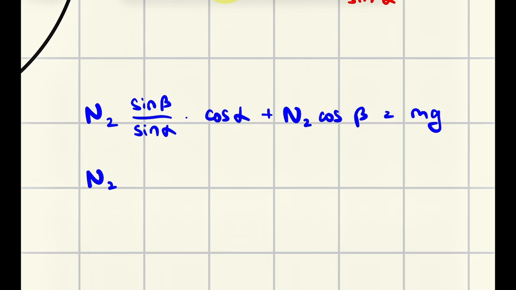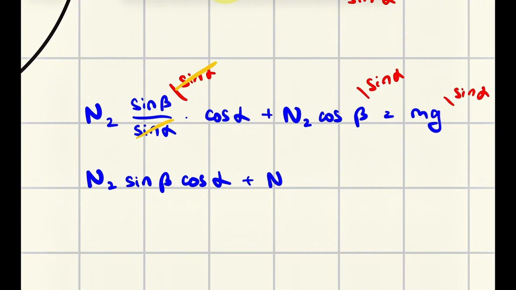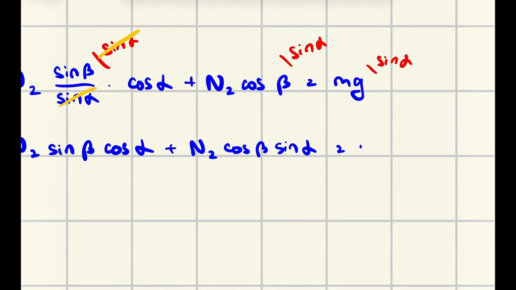So this thing's got to be just n2 sine beta. If I multiply all of them, this one by sine alpha, this side by sine alpha, and this side by sine alpha, you would see something like this. Instead of writing all of those things as cotangent, this sine and this sine are going to cancel out each other. We've got sine beta and cosine alpha. We've got also cosine alpha, we shouldn't forget about that. This thing's got to be n2 cosine beta sine alpha, and this thing's got to be just mg sine alpha.